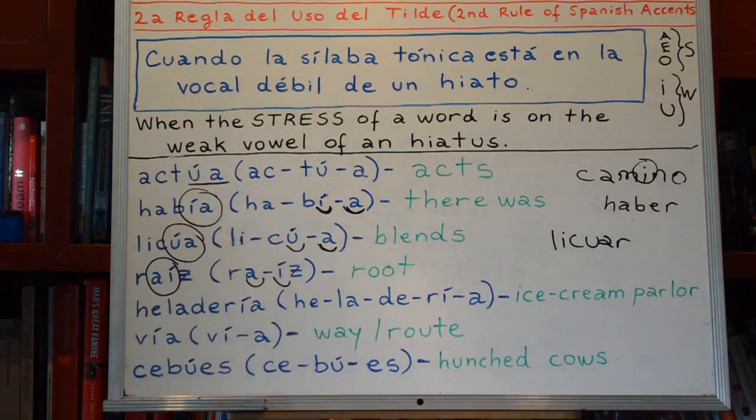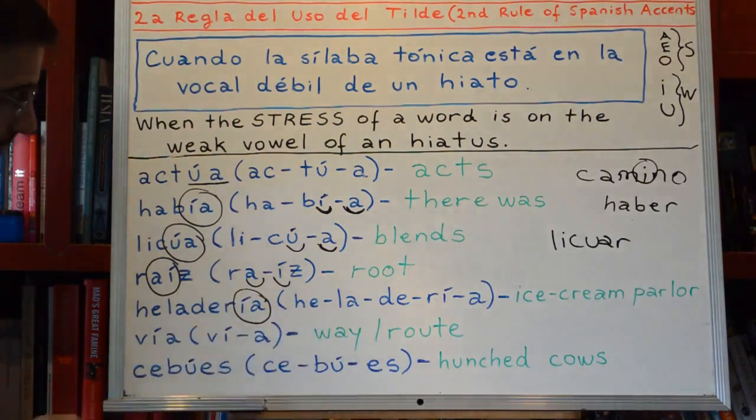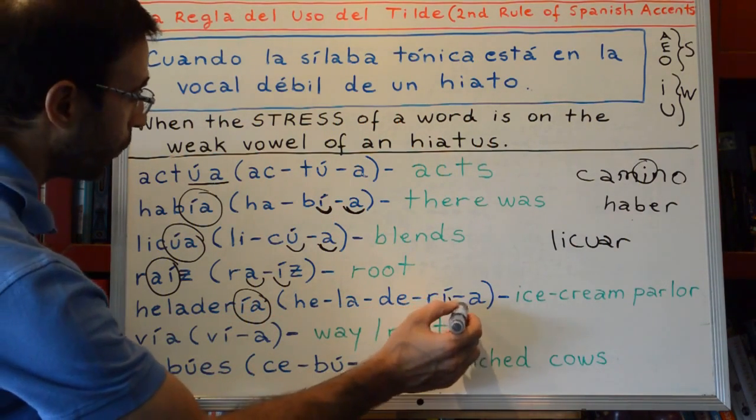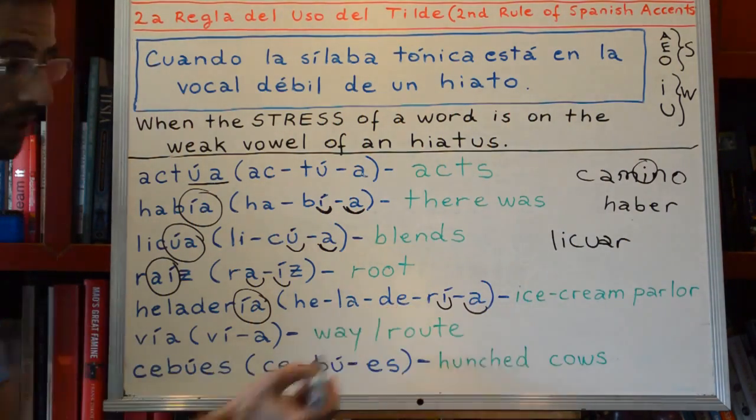Okay, heladería. Tenemos aquí un hiato. Here we have an hiatus. Y el hiato está aquí. Las dos vocales se separan. Both vowels are separated.